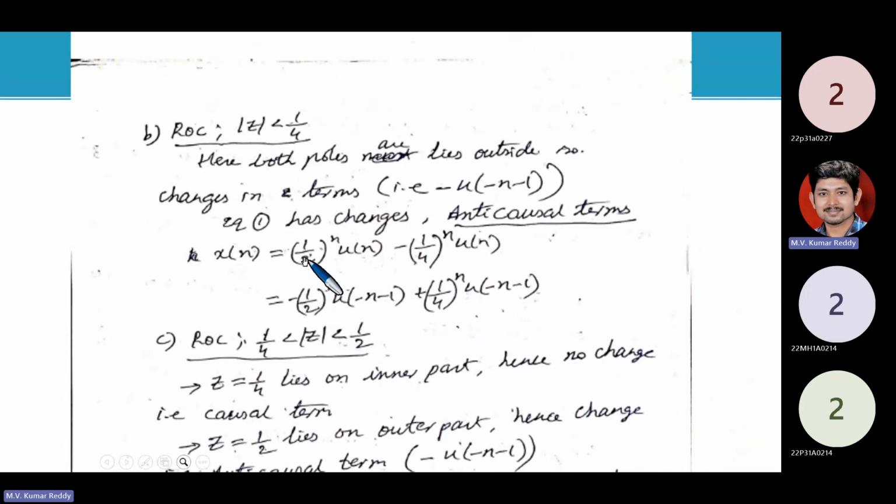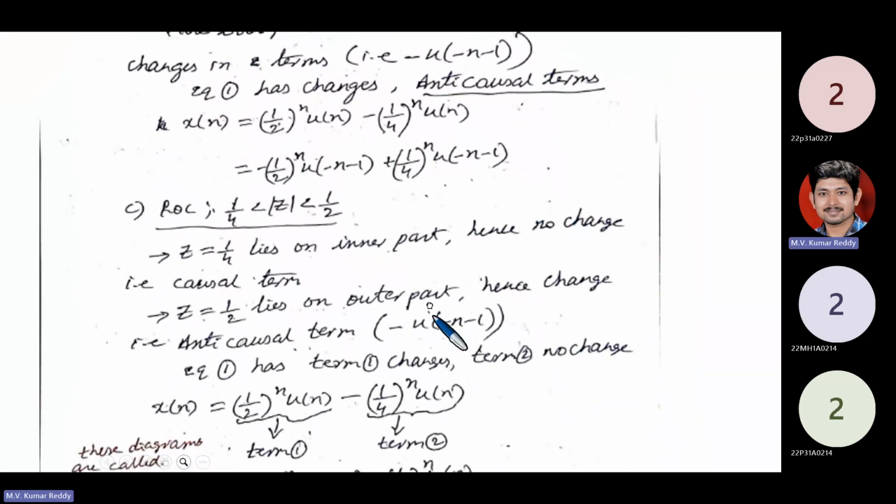So this is the standard term. This is minus, and u of n becomes u of minus n minus 1. In the Laplace transformation, u of t is replaced with u of minus t, but here u of n is replaced with u of minus n minus 1. Here also it is changing.